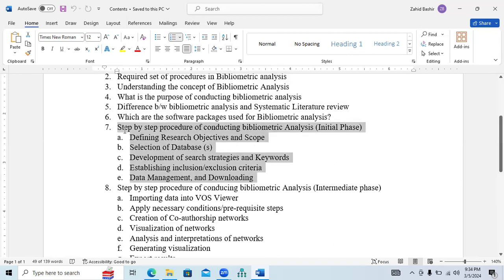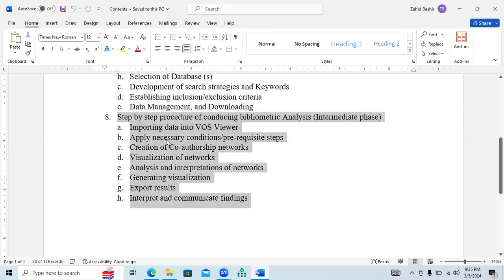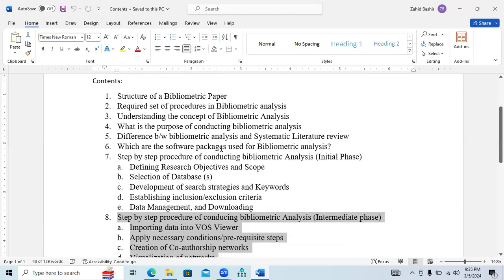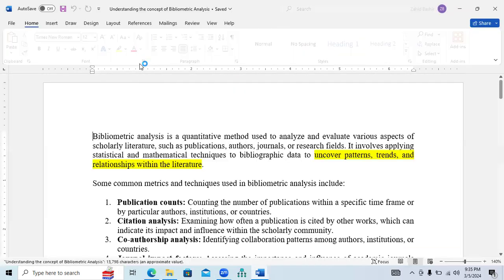more than 2 or 3 days to cover. At least 2 to 3 days are required for conducting step number 7, and similarly 2 to 3 days, or 4 days, are required for conducting step number 8. So we will cover the first six parts of the bibliometric analysis procedure today. So first, I will let you know the concept of bibliometric analysis. What is bibliometric analysis, and how we will define it.